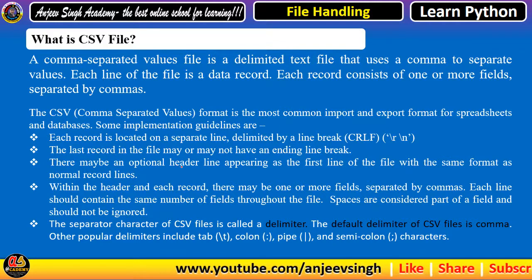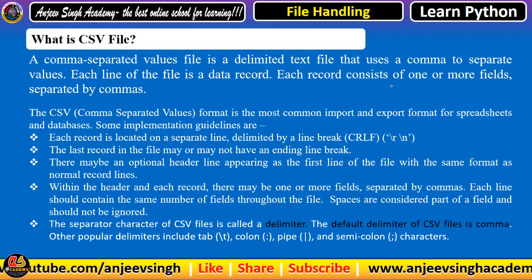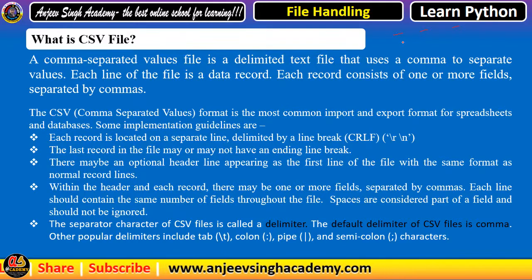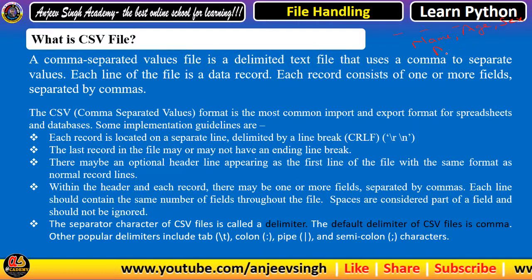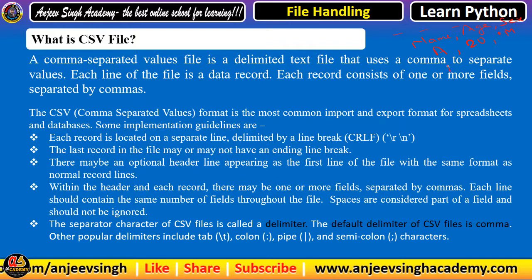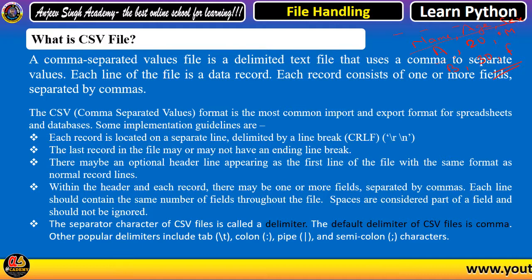समझ गए मेरी बात को? There may be an optional header line appearing as the first line of the file with the same format as normal record lines. Means CSV फाइल के अंदर में आप हेडर भी लिख सकते हो. हेडर क्या करेगा? आपके रिकॉर्ड के इंफॉर्मेशन को कैटेगराइज करेगा, आपको आइडेंटिफाई करने में आपकी हेल्प करेगा. So the header, like this, I have written here name comma age comma sex, and then I'm writing here a comma 20 comma male. Again I'm writing here b comma 30 comma female. So these are the records. This is called the header record, and these are called records, and now you can find the different information I'm going to store in this file.